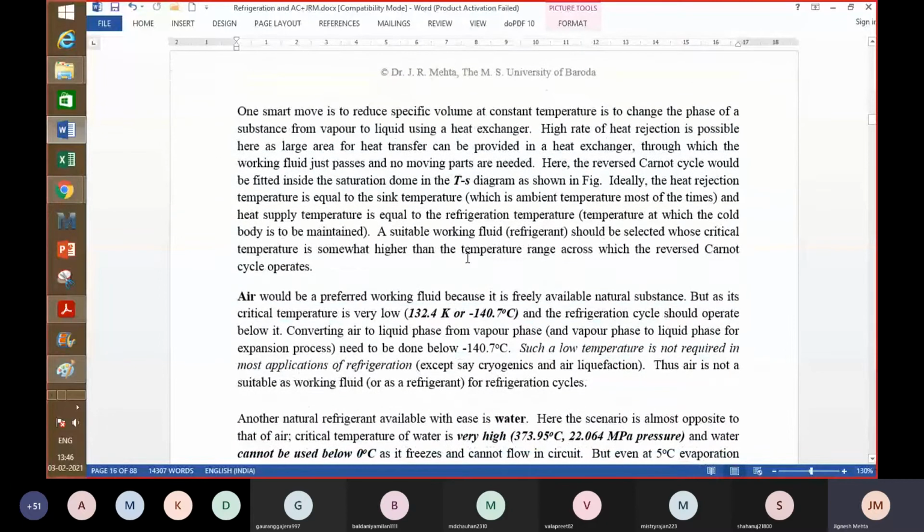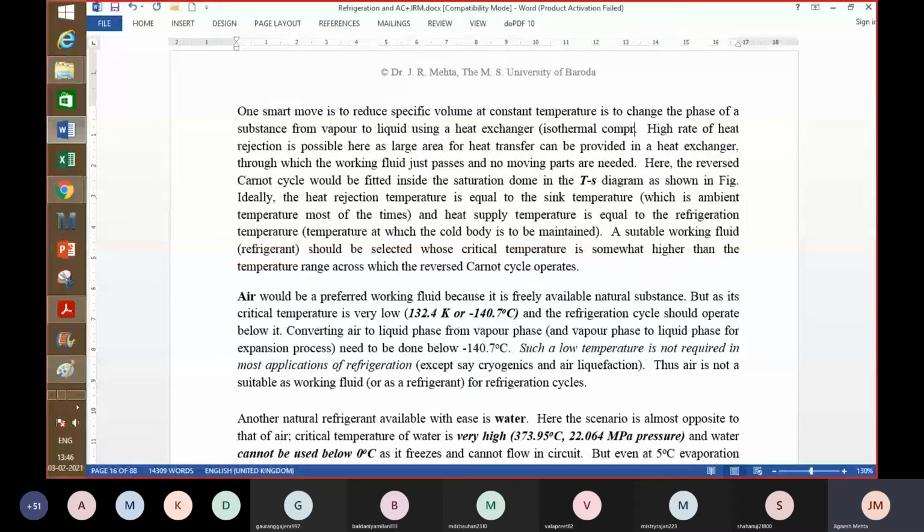So one of the smart moves to reduce the specific volume at constant temperature is to change the phase of a substance from vapor to liquid using a heat exchanger. This is about the condensation process, or the isothermal compression, right? So here a high rate of heat rejection is possible because it's actually not a compressor now, it's a heat exchanger. A large area for heat transfer can be provided in a heat exchanger, through which the working fluid just passes and no moving parts are needed.